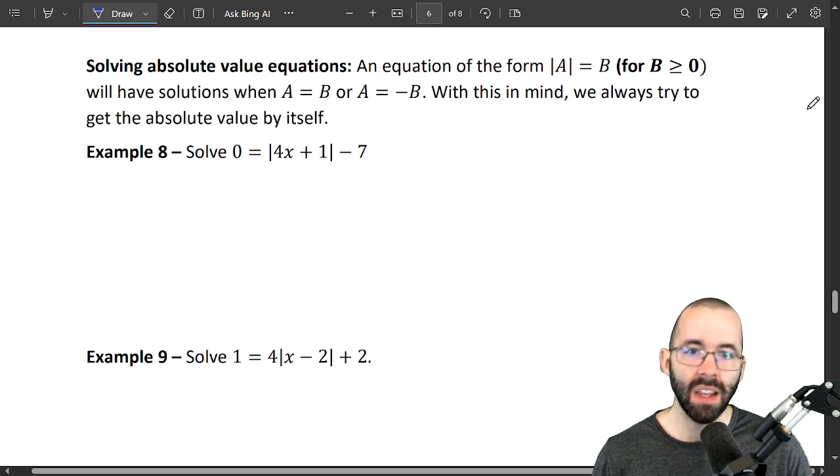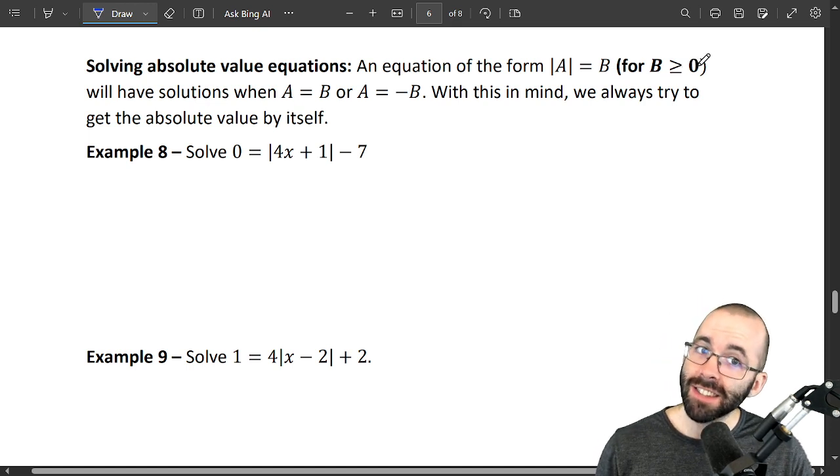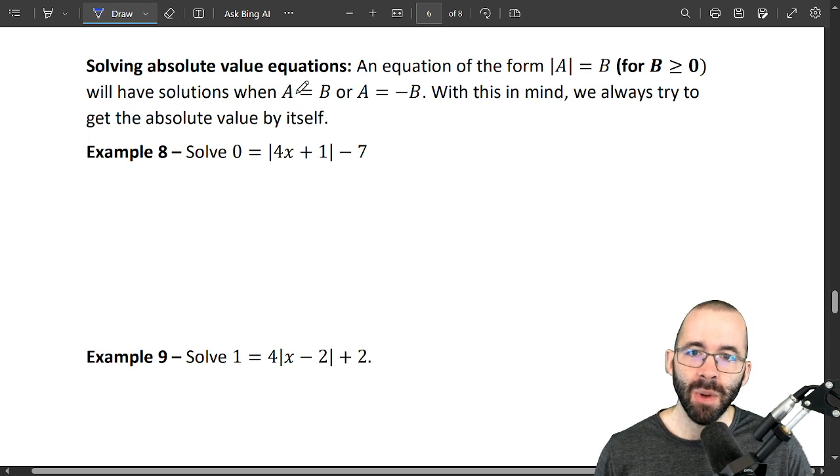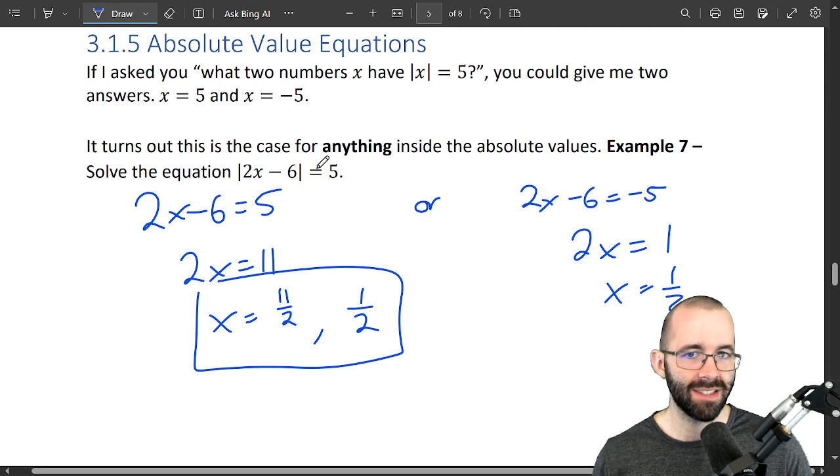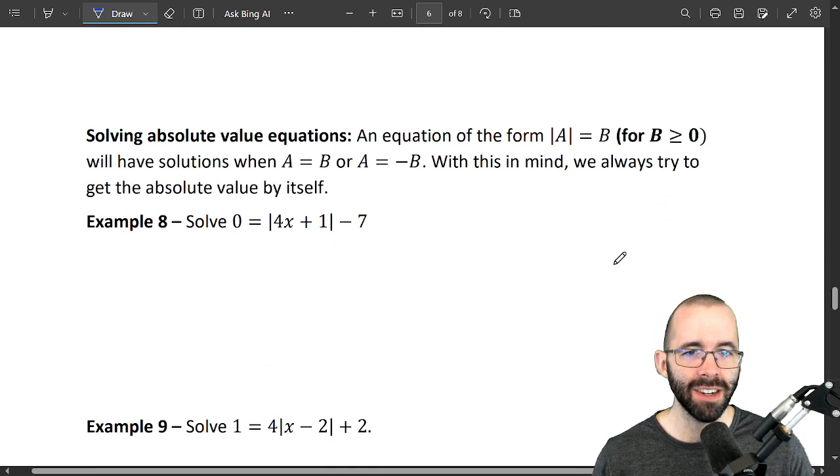So in general, if we have an equation that looks like this, the absolute value of something equals something else, as long as that something else is not negative, we're going to have solutions when either the inside is equal to the right-hand side or the inside is equal to the opposite of the right-hand side. This is just restating this in more formal words from the book.